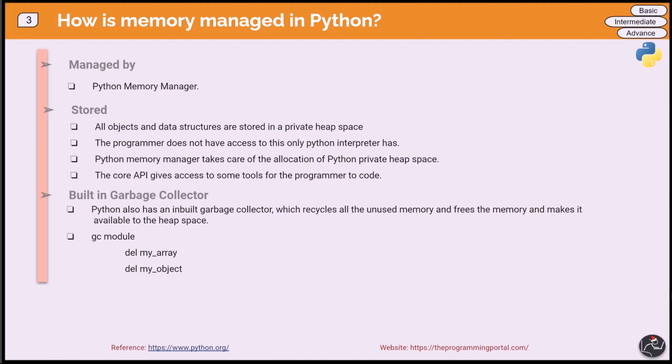Allocation and deallocation of memory is taken care of by the Python Memory Manager itself, and you don't have to worry about it as a programmer. The programmer does not have access to this private heap, but Python also provides a garbage collector module, called the GC module, which provides certain functionality for programmers as well. GC recycles all the unused memory, frees it and makes it available to the heap space. We can also use the del keyword explicitly to delete objects.